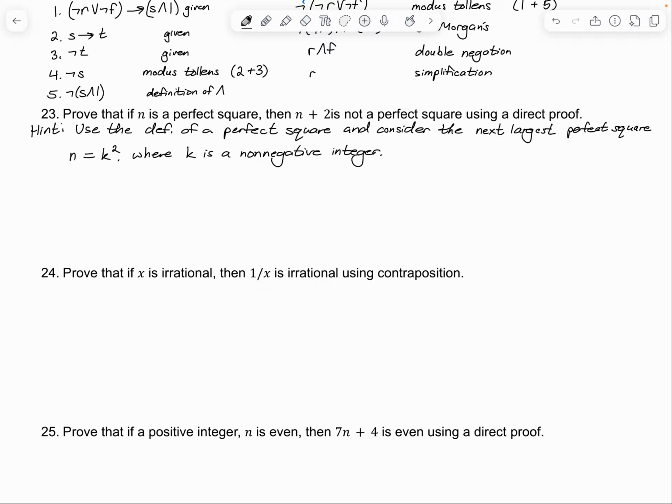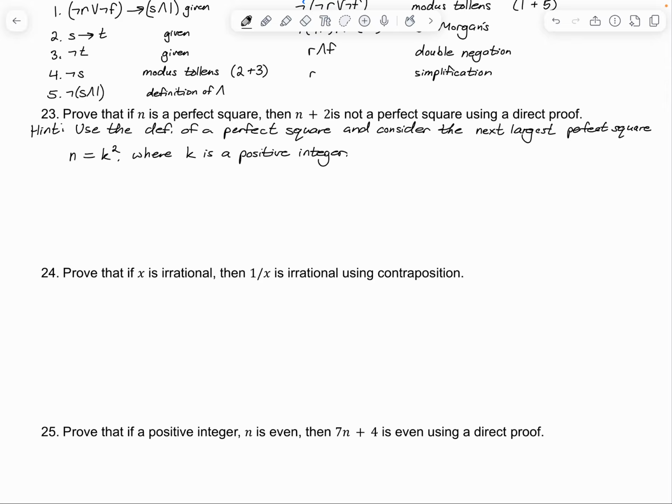From here, let's see. Actually, I just want to say k is a positive integer. That does eliminate the case of 0, but I can prove 0 separately. So if k is 0, then n is 0, and n plus 2 is 2, which is not a perfect square. So I know that I don't have to worry about the case of 0. I could prove that separately. I'm not that worried about it. So I'm going to focus on when it's not 0. I'm going to make k positive. So that's the definition of the perfect square.